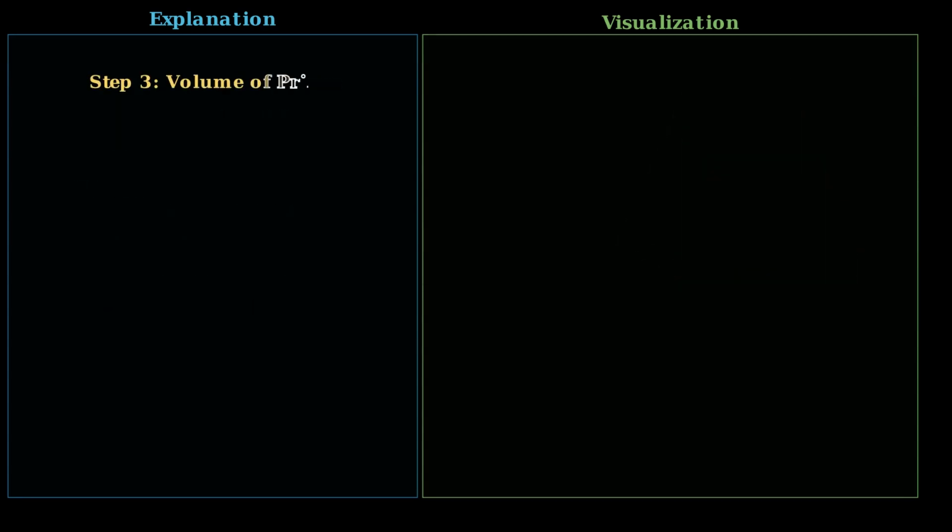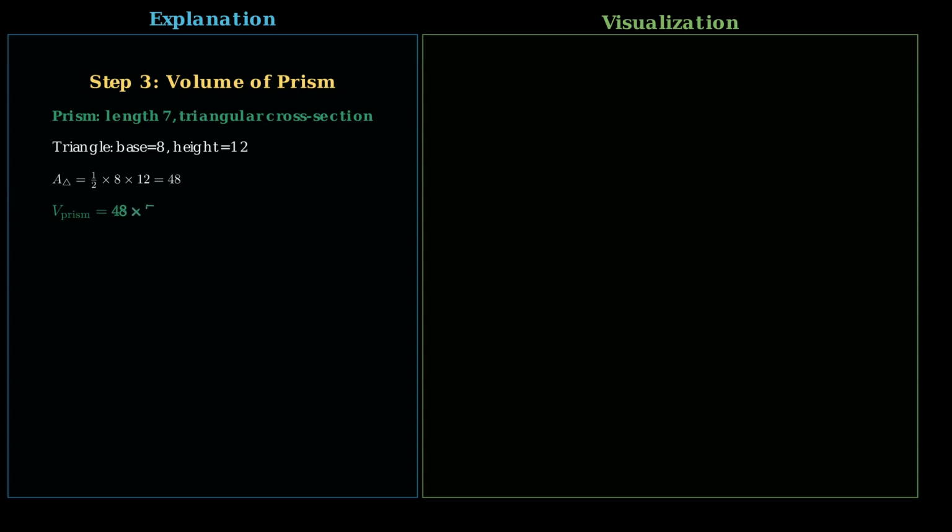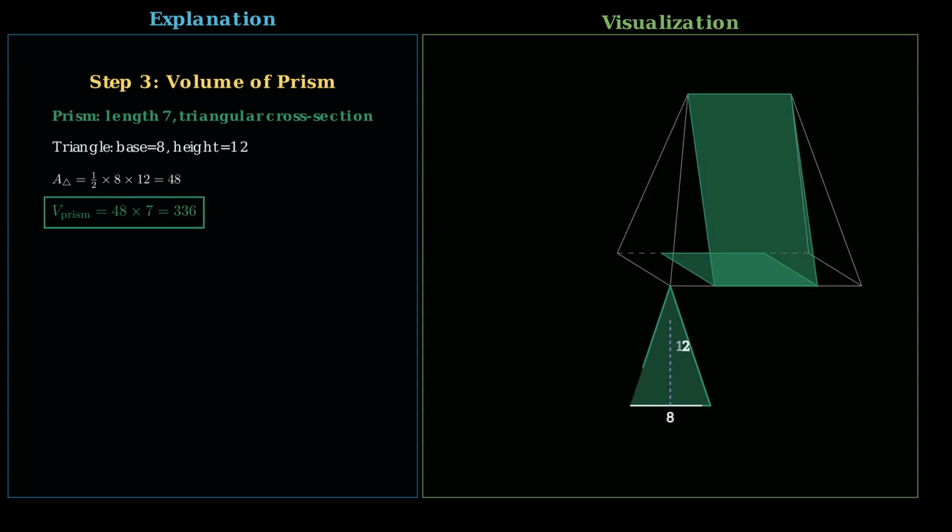Step 3. Volume of the central triangular prism. The prism has a triangular cross-section. The triangle has base 8 and height 12, the full height of the solid. The prism extends for a length of 7 along the ridge direction. Volume of a prism equals cross-sectional area times length. Area of triangle equals 1/2 times base times height equals 1/2 times 8 times 12 equals 48. So volume of prism equals 48 times 7 equals 336.